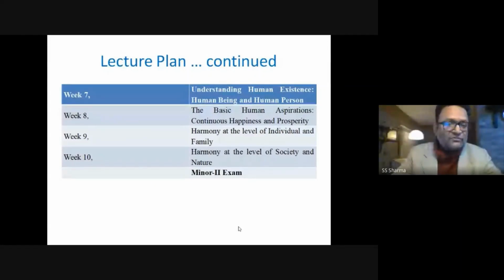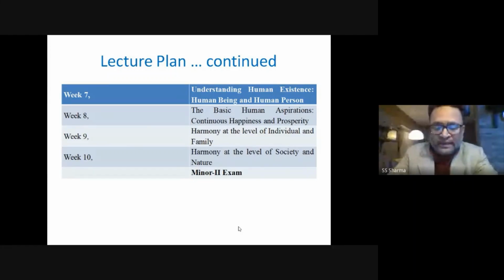We will also in this course talk about 4 types of harmony. Now, what are the 4 types of harmony? The first harmony is in me, that is I. The second level of harmony is me and my family. The third is me and my society. And the fourth is me and the environment. So we will discuss these 4 levels of harmony. We call it the individual, the family, the society, as well as the nature. You can also call it environment, right? These things we will be discussing before the minor 2 examination.